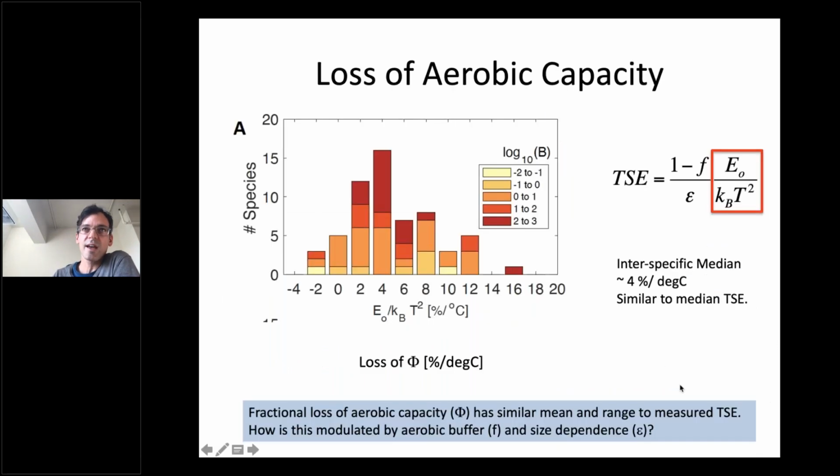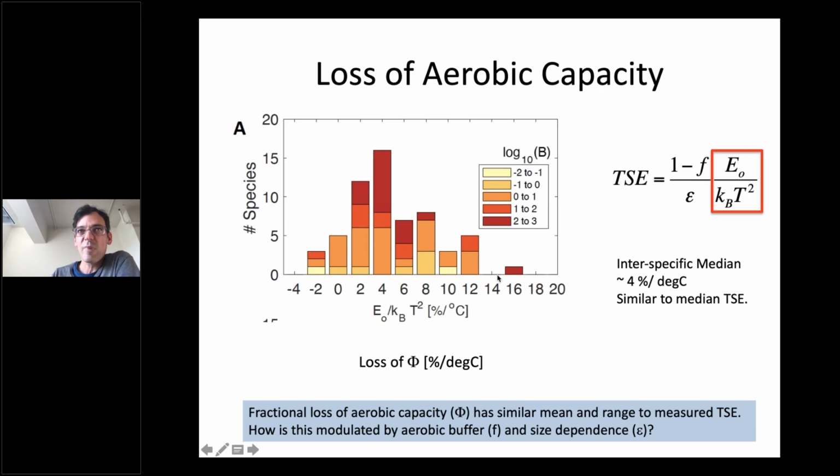And from that, we can actually make the first step toward predicting what the temperature size effect would be, just ignoring these other parameters for the moment, and seeing if we just take E naught over KT squared, how big is the reduction in aerobic scope, in metabolic index, as a percent per degree. And here we get our first kind of sensible histogram. It's centered on about 4% per degree of warming, with a pretty wide range, okay?